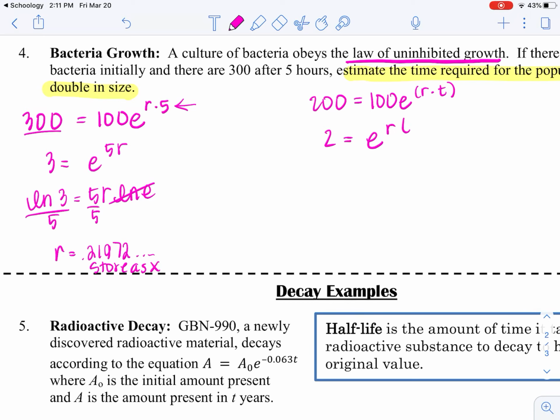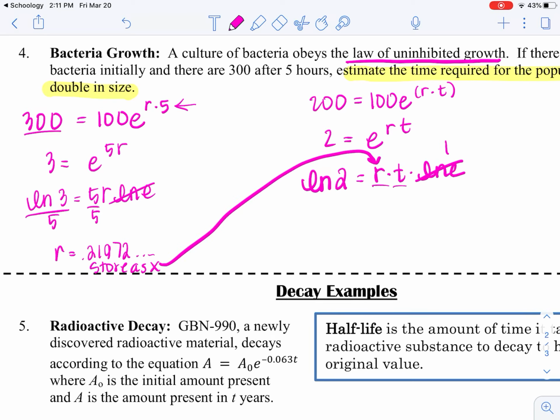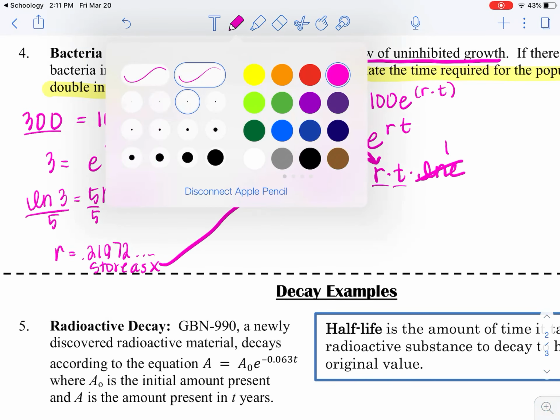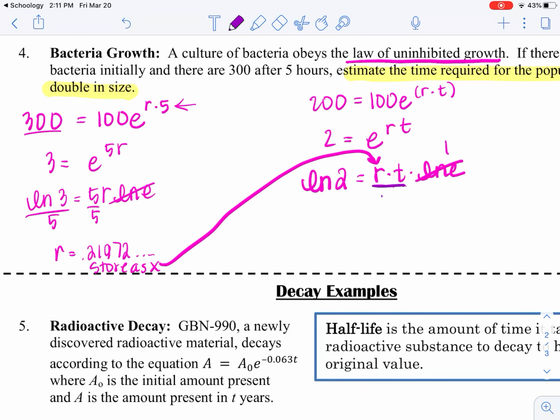All right, divide both sides by 100. I get 2 equals e to the r times t. Natural log both sides. Natural log of 2 equals r times t times natural log of e. Natural log of e is 1. You might be looking at this right now and saying, there's 2 variables. What do I do? It's because this is your stored x value, right? So we're trying to get t by itself. So now divide both sides by r.